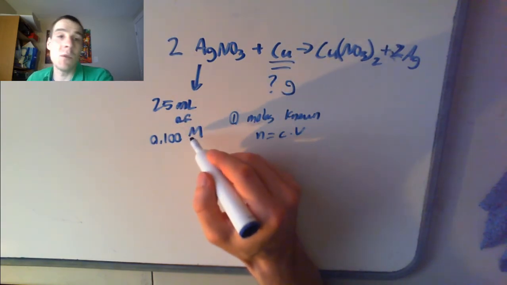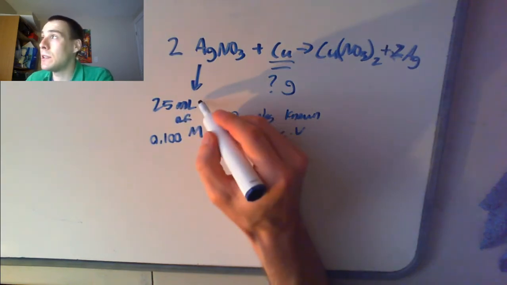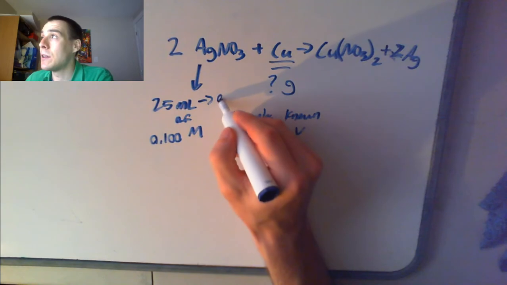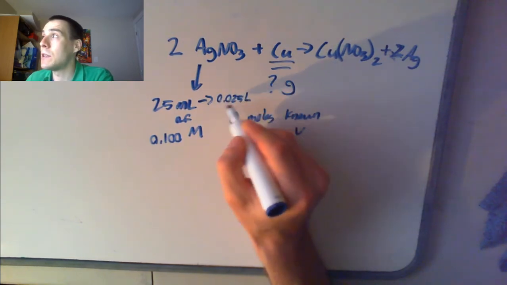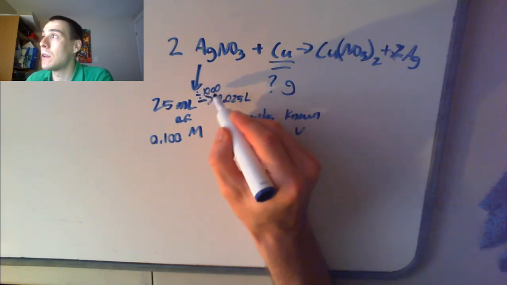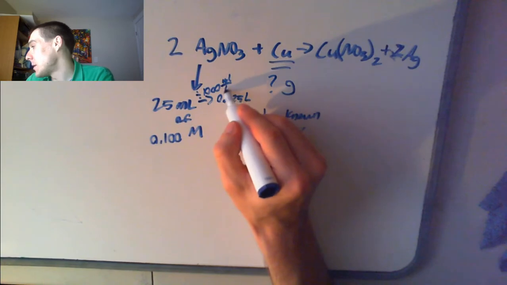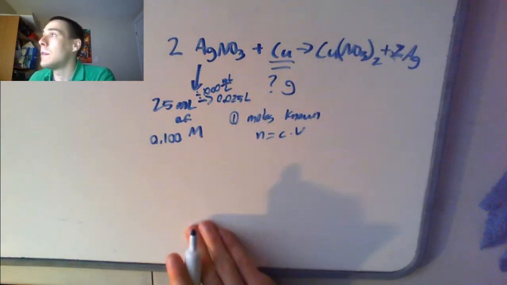But this is in moles per liter, and this is in milliliters. So we need to convert our milliliters to liters. We divide by 1,000 to get 0.025 liters. It's 1,000 milliliters per liter, if you care.